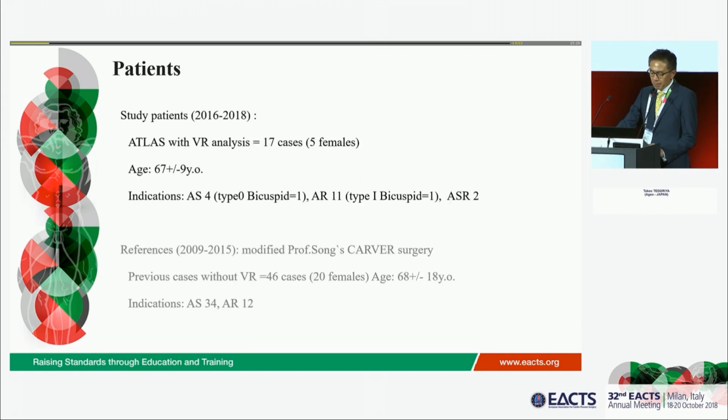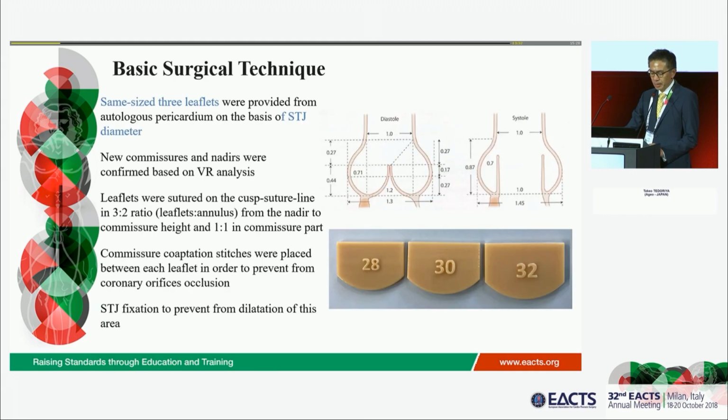So we have been performing, since 2009, the so-called Professor Ozaki's procedure, and after 2016, we installed our VR analysis. We did 17 cases, limited indication. The basic surgical technique is a same-size 3-leaflet design based on the STJ diameter, and the leaflets are sutured on the cusp suture line in a 3:2 ratio from nadir to commissure height, and 1:1 in the commissure part.